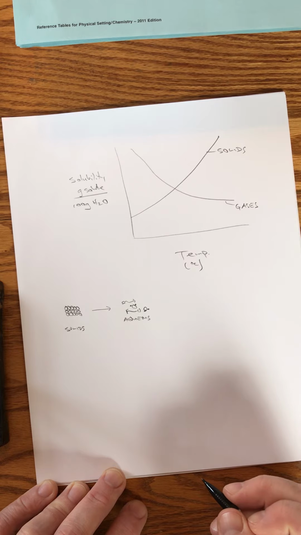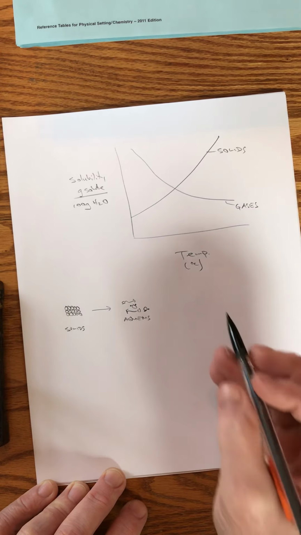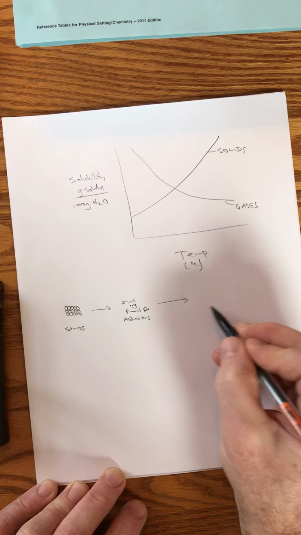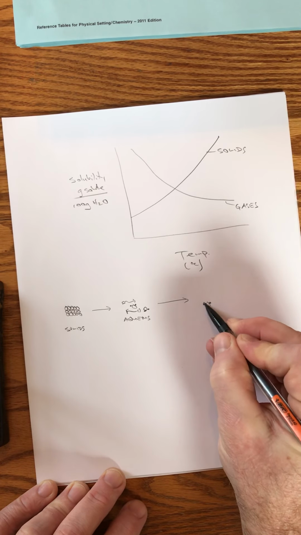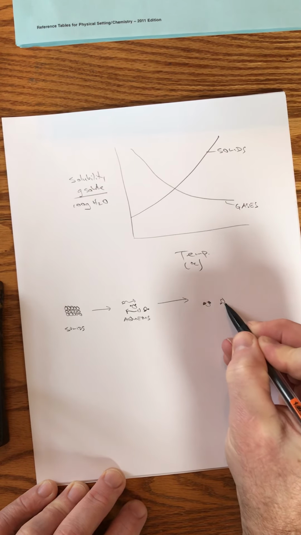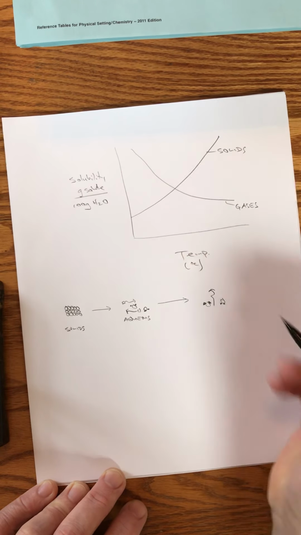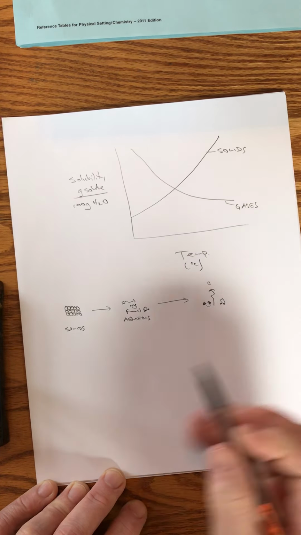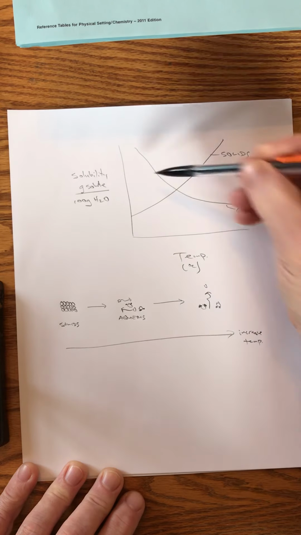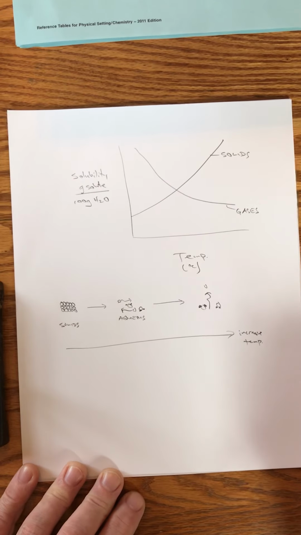But if you're a gas and you're dissolved, and you increase the temperature even more, there is incentive to get away from the water molecules and to go into the gas phase. So as you increase in temperature, particles want to move more. Solids can move more if they're dissolved. Gases can move more if they're not dissolved. So solids become more soluble as temperature increases. Gases become less soluble as temperature increases.